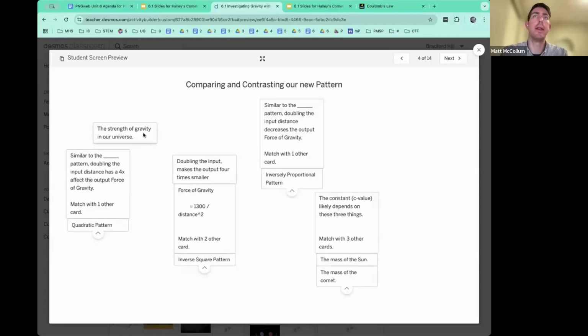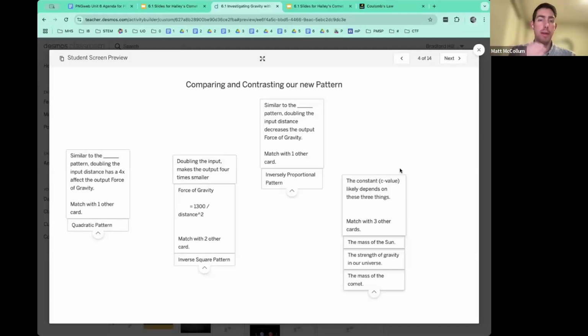And the nice thing about Desmos Classroom is that it can provide feedback on the teacher end as students are working through. Bradford, if you go to the next slide.